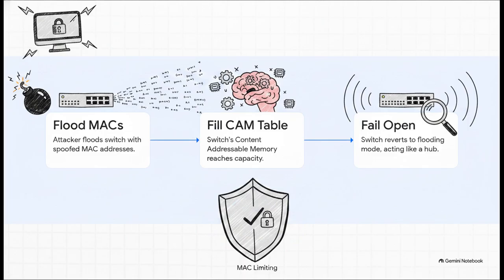When a switch can't store any more addresses, it fails open. It goes into flooding mode, broadcasting every incoming frame out of every single port. And just like that, the attacker can easily eavesdrop on all your local network traffic. The fix here? Make sure you implement MAC limiting on your switch ports.